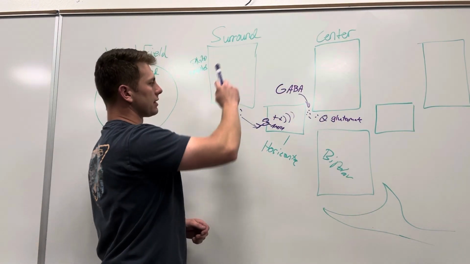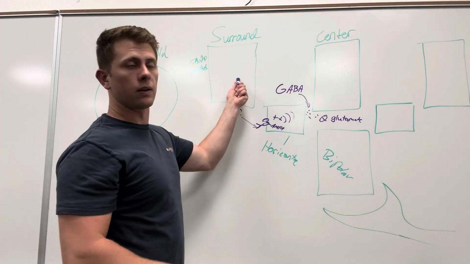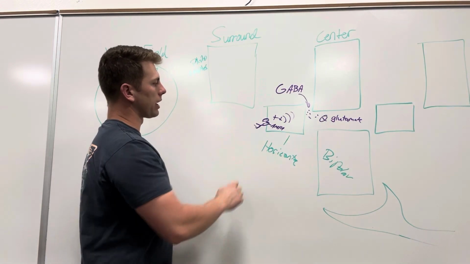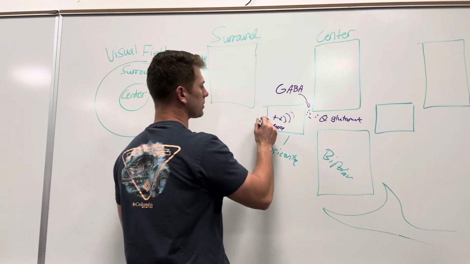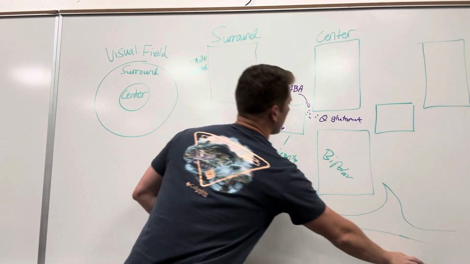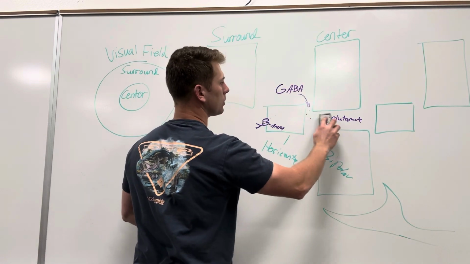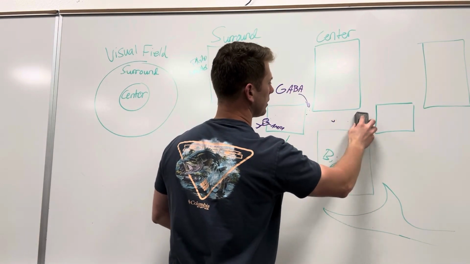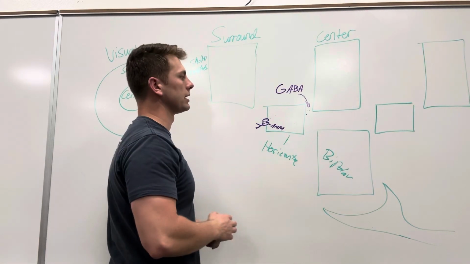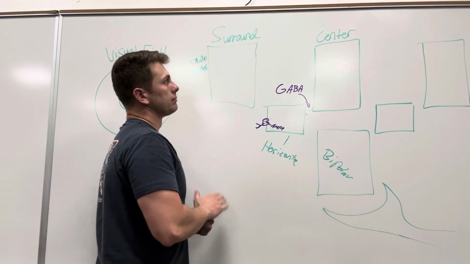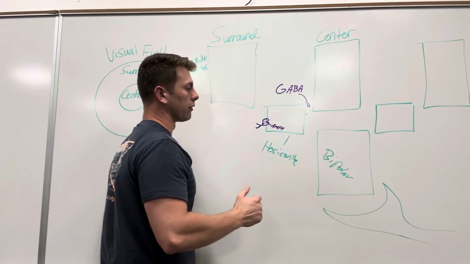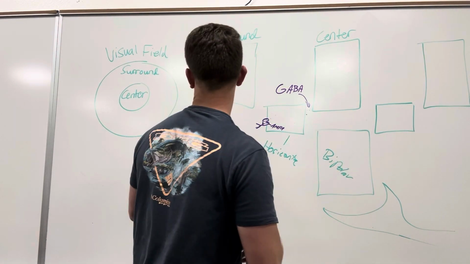If light hits the surround, we won't have glutamate come out, right? So this AMPA will stay closed, no action potential, no GABA, which will not inhibit, and so will not cause this to have even less glutamate. And depending on what hits the center determines more of what the bipolar cell will do.